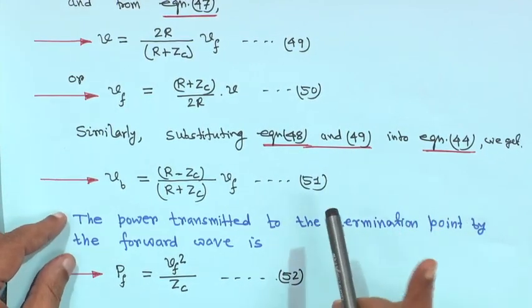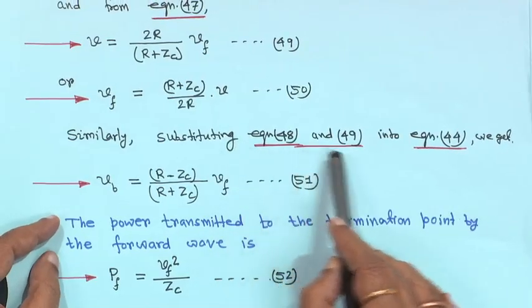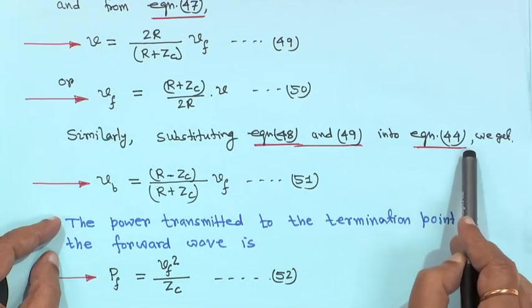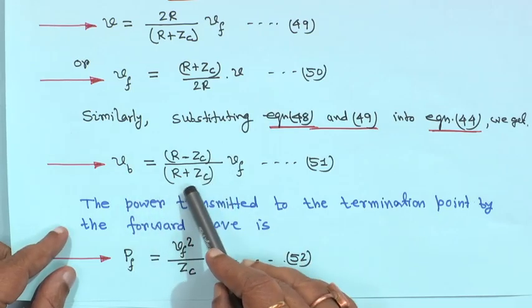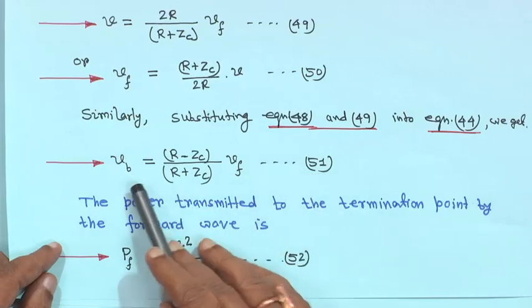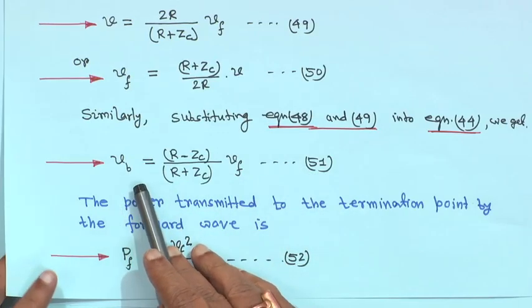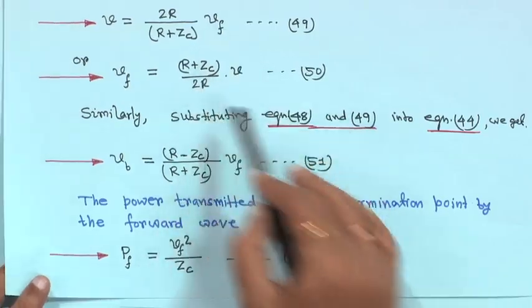Similarly, for Vb, substituting equations 48 and 49 into equation 44, you will get Vb is equal to R minus ZC by R plus ZC into Vf. This is equation 51. This is the expression for Vb, right. So, just do it yourself. I have done all these things and shown them. I have also written them, so if you put it in, you will get it there, right.